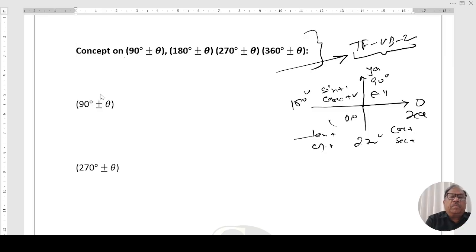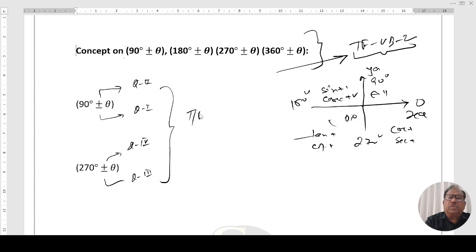90 plus theta is quadrant second. 90 minus theta is quadrant 1. 270 plus theta, quadrant 4. 270 minus theta, quadrant third.